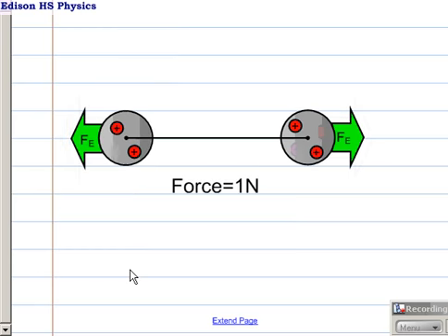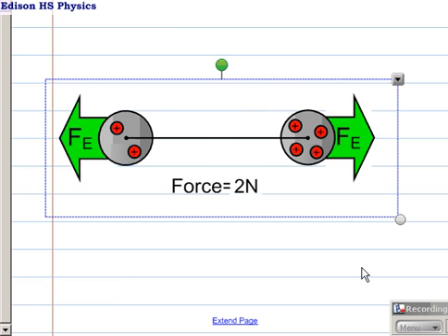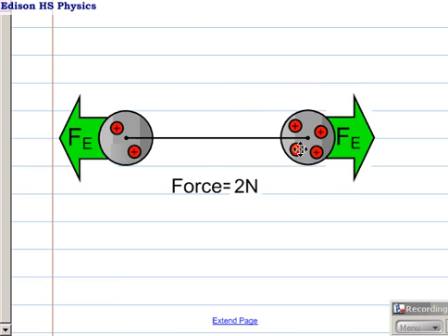Now, if I were to increase the charges on any one sphere, I would also increase the force. If I double the number of charges, I double the force acting. If I were to double the charges on both spheres, this would be 2 times 2 and have a force 4 times bigger. So it's directly proportional to the product of the charges.